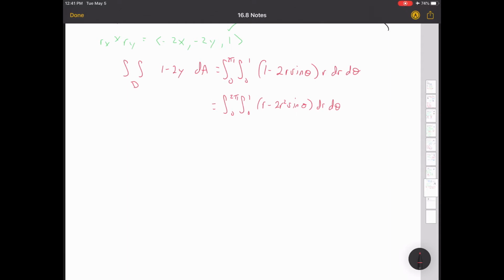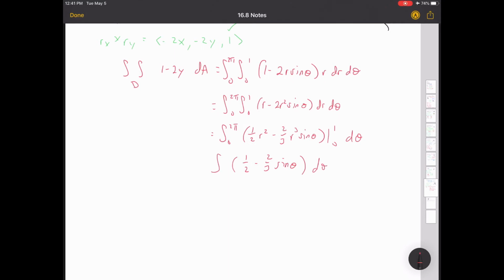All right, so let's go ahead and take, now we can't separate this, so we have to do this piece by piece. So antiderivative, first of all, with respect to r, we're going to get 1/2 r squared minus 2/3 r cubed sine of theta, evaluated from 0 to 1, d theta. Plugging in the 1, we're going to get a half minus 2/3 sine of theta. Plugging in 0, we get nothing, so that's good for the first one.